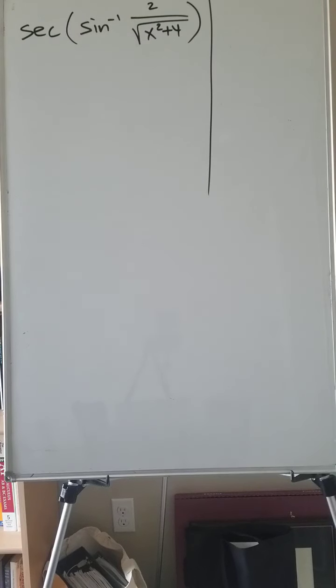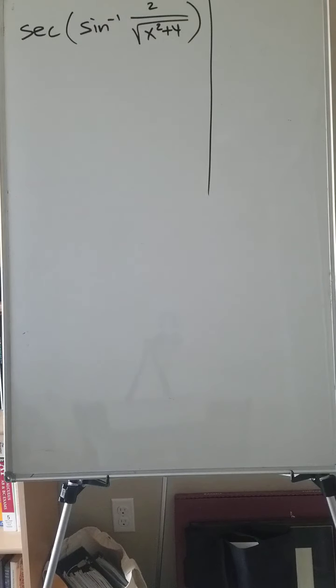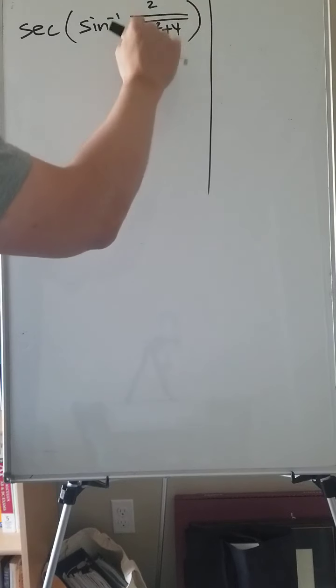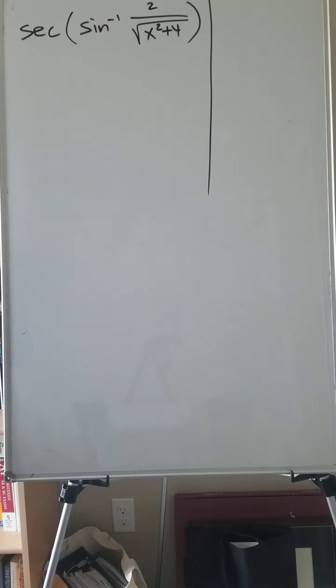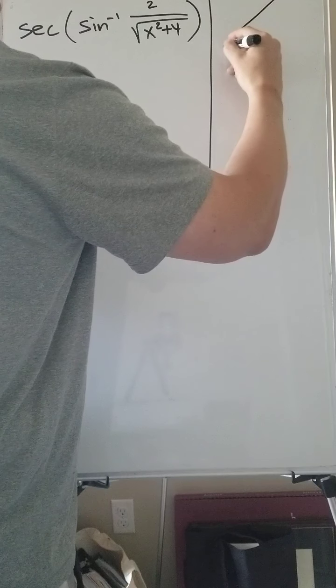So again, I look inside, I'm doing sine inverse. Remember, an inverse trig function again represents some angle. They give me an expression here, it has a variable in it, so this is just some algebraic expression. So I should again just draw a triangle.